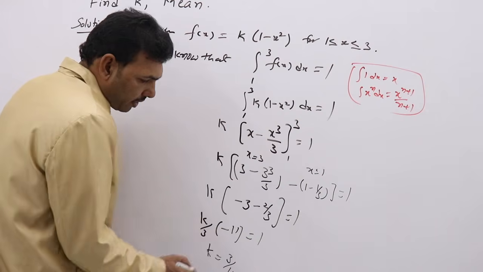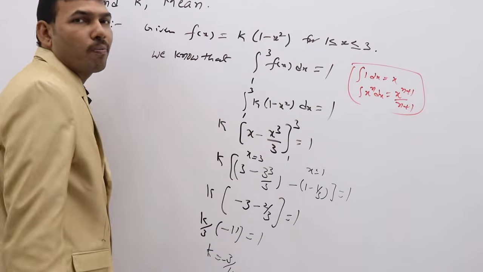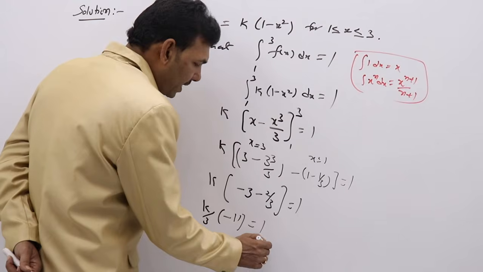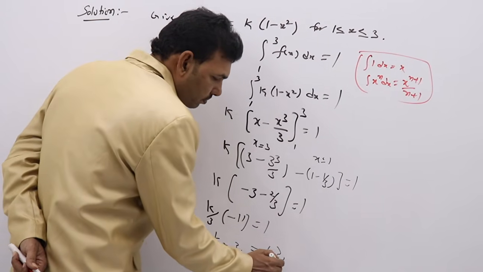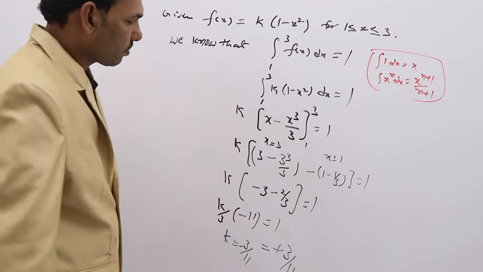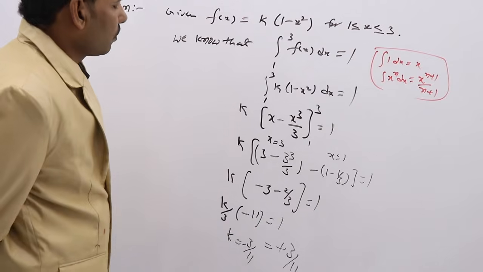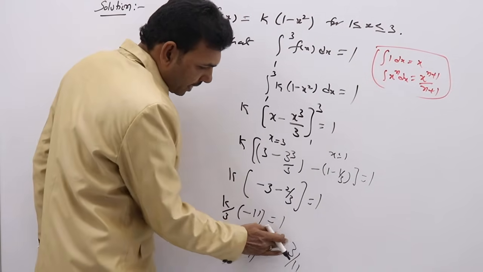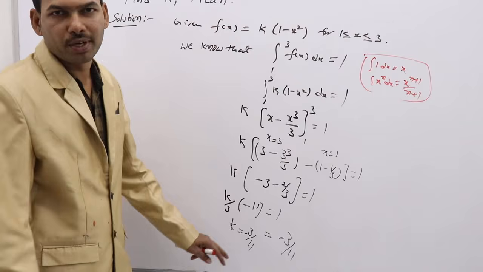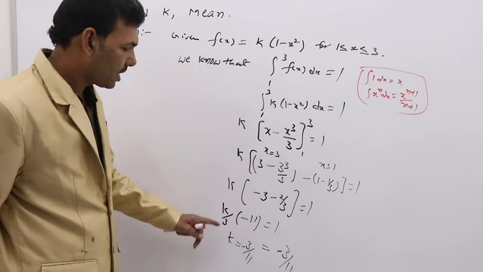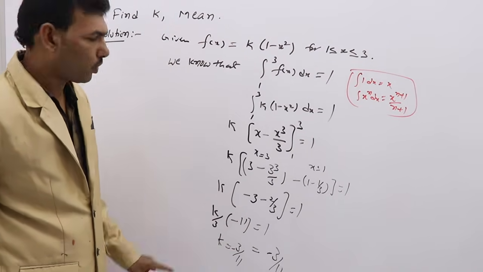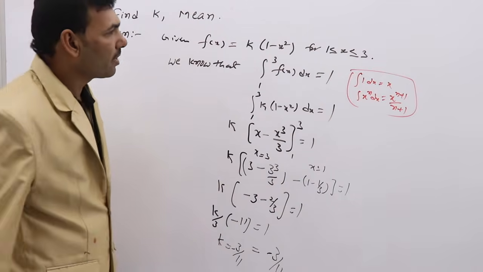3 by 11 minus 3, but probability can never be a negative value, so take this one as positive. Okay, here maybe this is not a probability, so you may take negative, no problem. This is not probability, right? In the case of the discrete case, k will be the probability, that's why we will take a positive value only. Here k is minus 3 by 11.